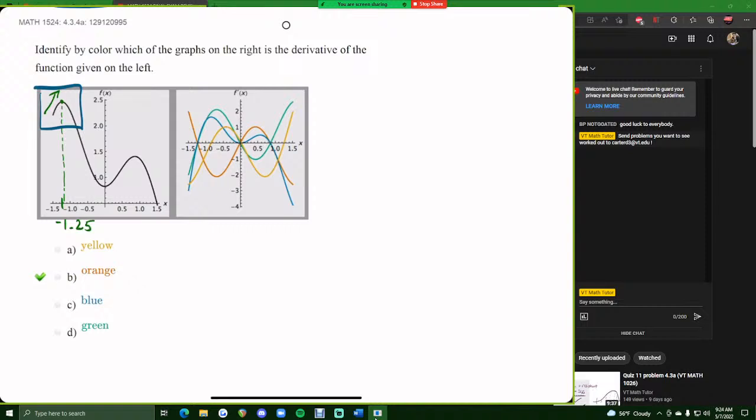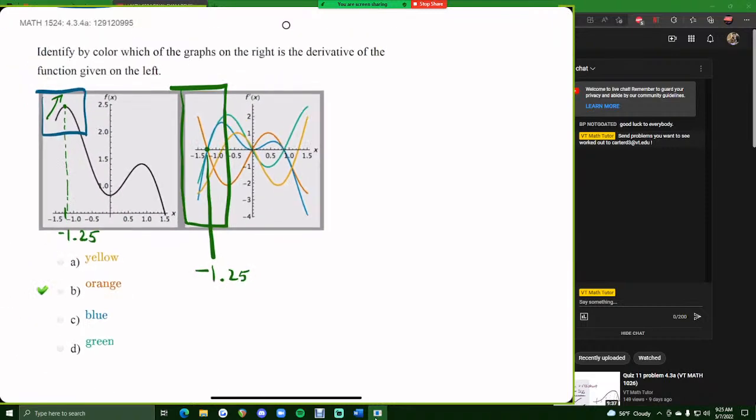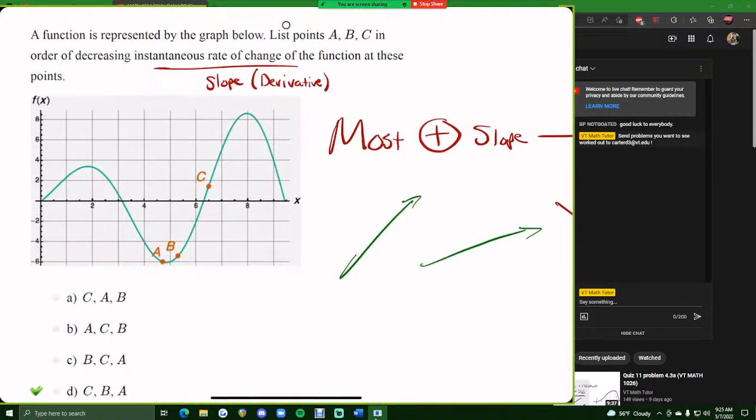So we're looking for the graph over here that starts above the x-axis. And really the only one there is orange. So orange starts above the x-axis, and to solidify it, it does cross at about negative 1.25 on the x-axis. And so that solidifies that orange is our answer. All right, let's keep it rolling.